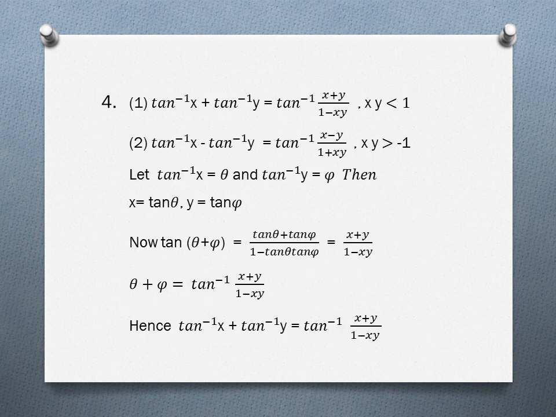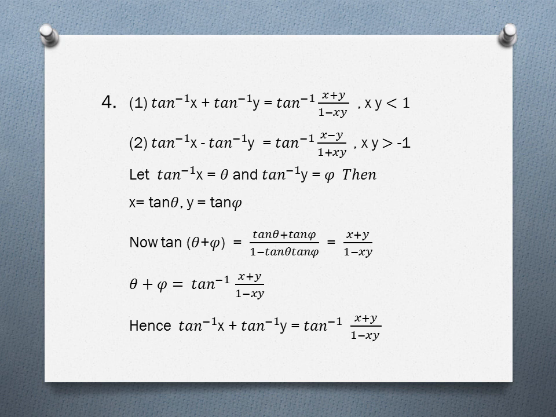By using this property, we are going to apply a very important property: tan inverse of x plus tan inverse of y is equal to tan inverse of x plus y divided by 1 minus xy. The condition to be satisfied is xy less than 1. Second one, tan inverse of x minus tan inverse of y is equal to tan inverse of x minus y divided by 1 plus xy, where xy is greater than minus 1.